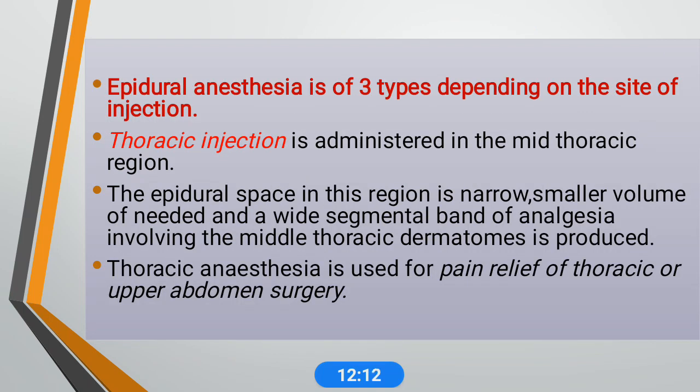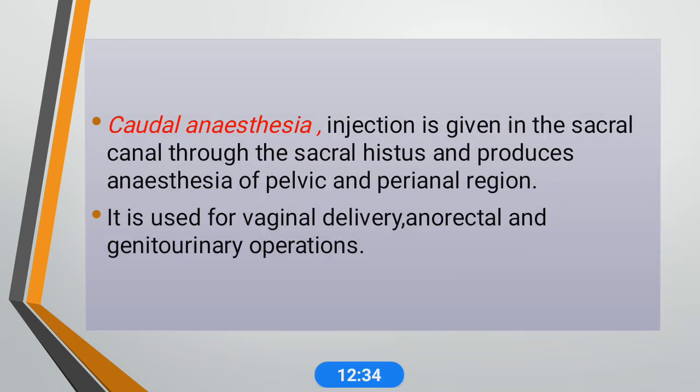Epidural anesthesia has three types depending on the site of injection. Thoracic injection is mainly administered in the mid-thoracic region. Here the epidural space is narrow, a smaller volume is needed, and it gives a wide segmental band of analgesia. Thoracic analgesia is used mainly for pain relief in thoracic or upper abdominal surgery.